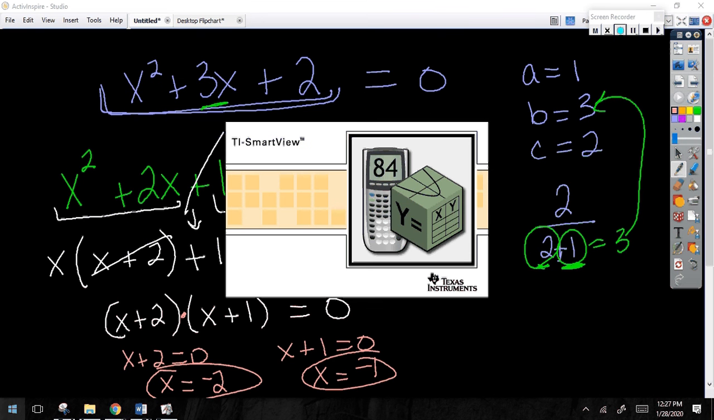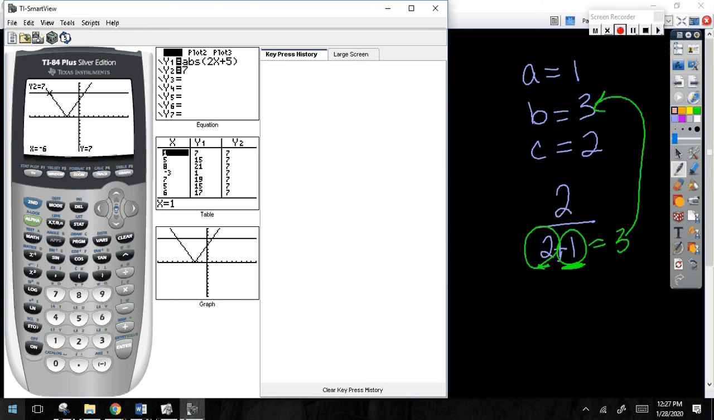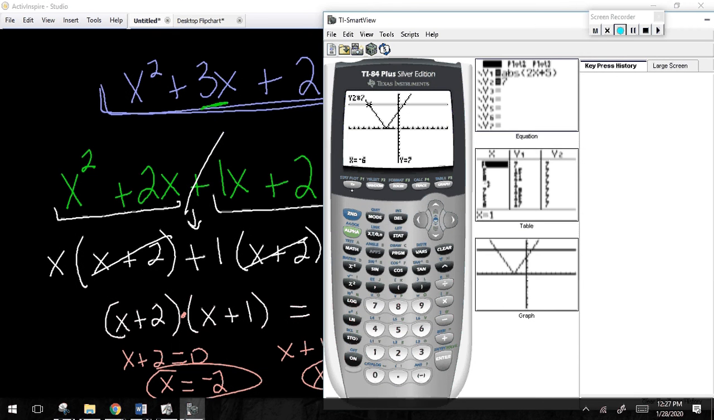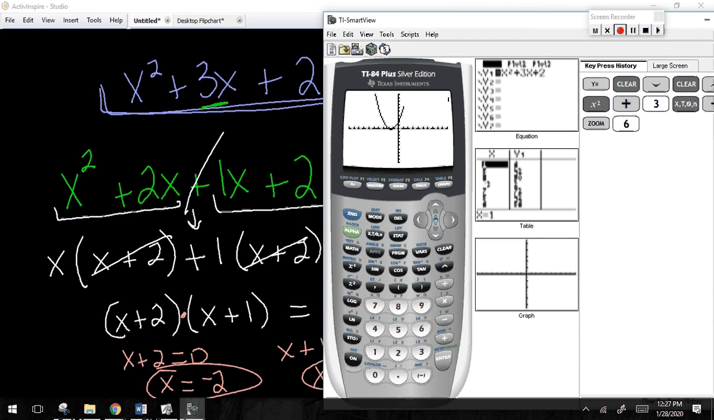I'll just show you that it really does cross right there, because essentially we're doing the same thing. We're finding the same thing, just doing it a different way. So if I graphed x squared plus 3x plus 2, it's crossing over there at -1 and -2. Okay, let's do another factor, see what happens.